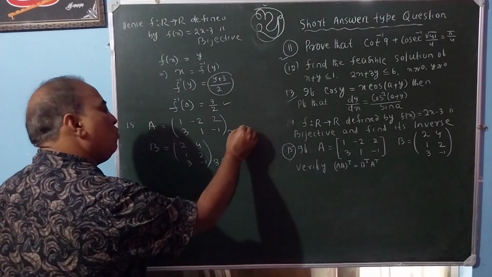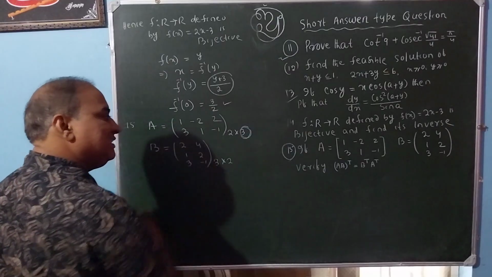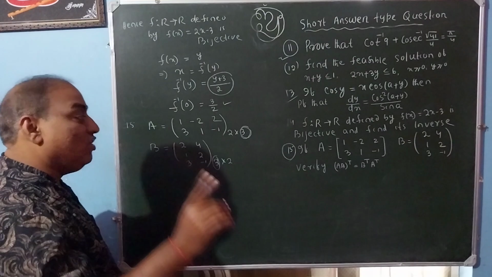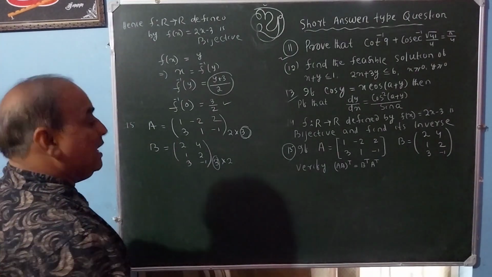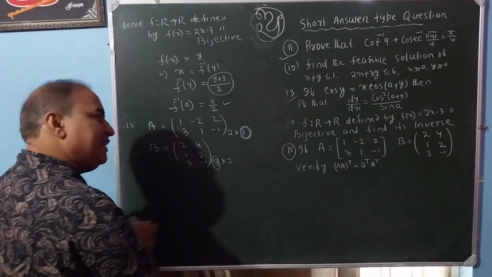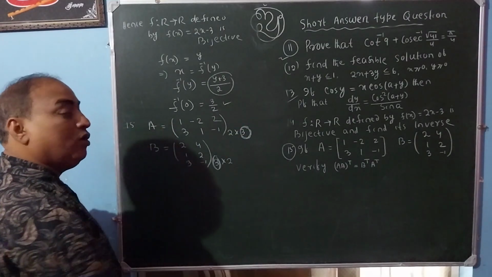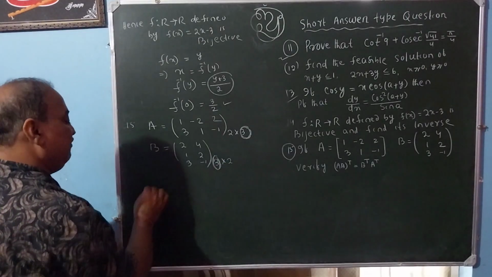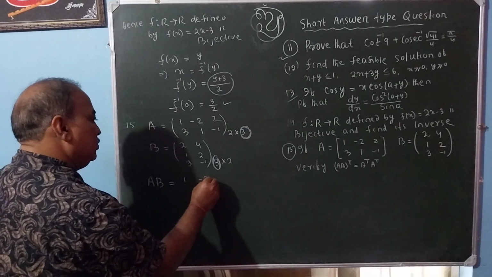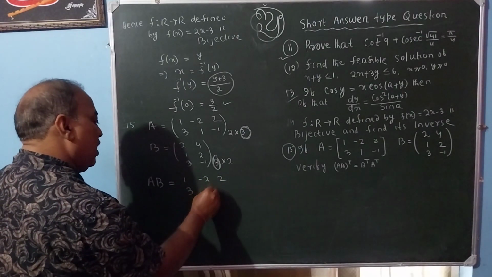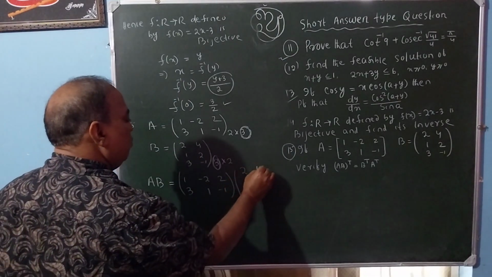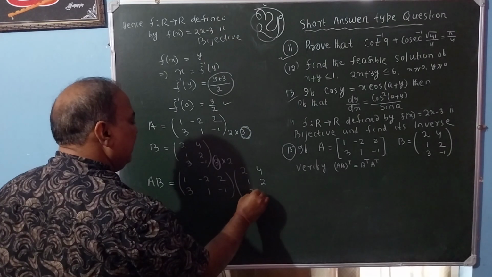So when the number of columns of the first matrix is equal to the number of rows of the second matrix, then matrix multiplication is possible. Matrix multiplication is only possible when the number of columns of the first matrix is equal to the number of rows of the second matrix. Now defining AB, write down AB: [1 -2 2; 3 1 -1] times [2 4; 1 2; 3 -1].